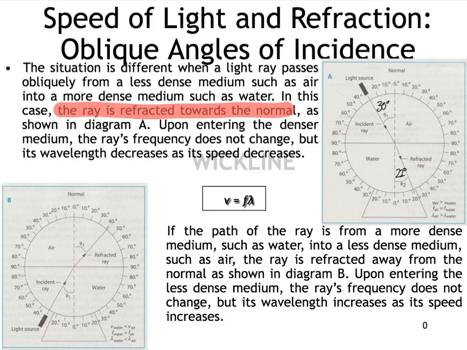The text here says that in this case, the ray will be refracted away from the normal. So you can see that here. If the incident angle, which I'm tracing there, is like 10, 20, 30 degrees again, then the refracted angle would have to be away from the normal, or more than 30, and you can see that that's true here. So it's right at about 40, let's say, and that means that the refracted ray has gone away from the normal when it went from a less dense to a more dense medium.